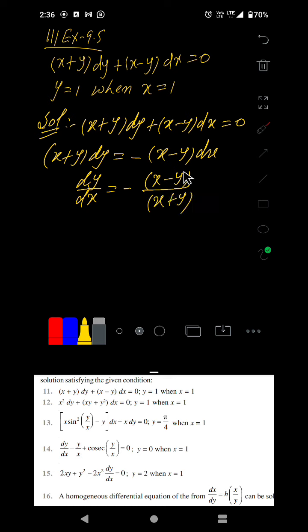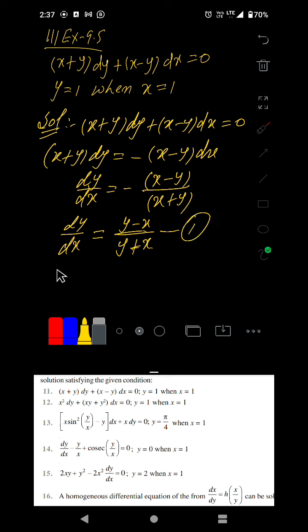If we open up this bracket, this minus will change the signs of these two terms. So we may also write it as dy/dx = (y - x)/(x + y), where in the denominator x + y may also be written as y + x because addition is commutative. X plus y or y plus x is the same thing. So let it be equation number 1.